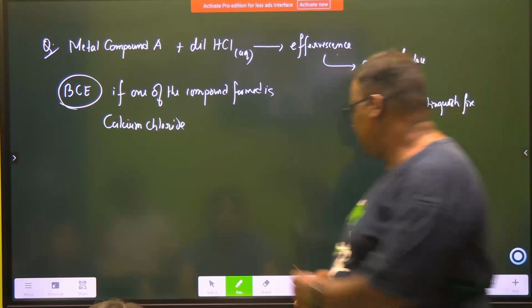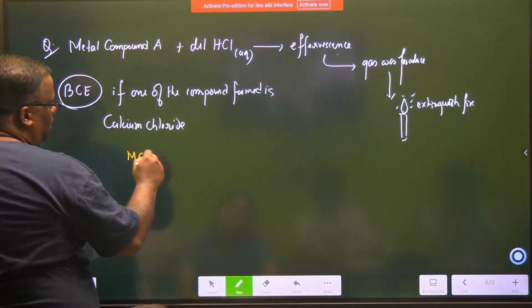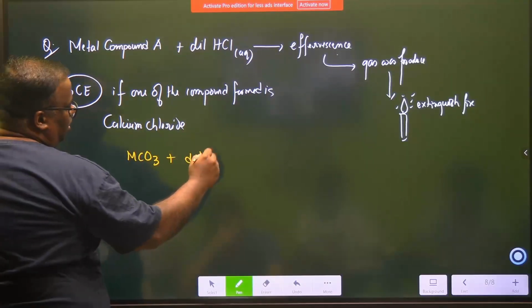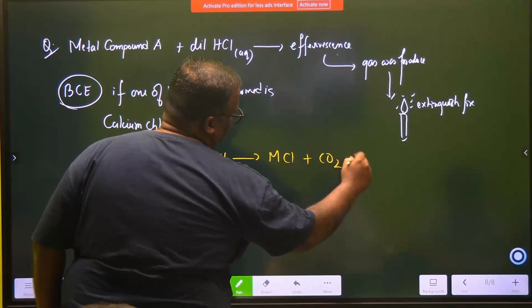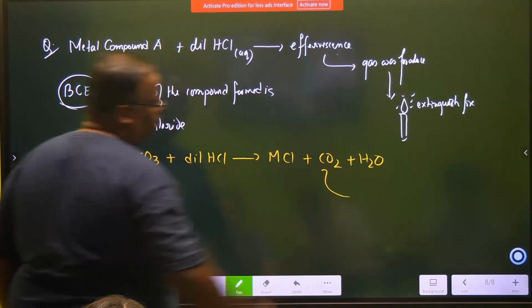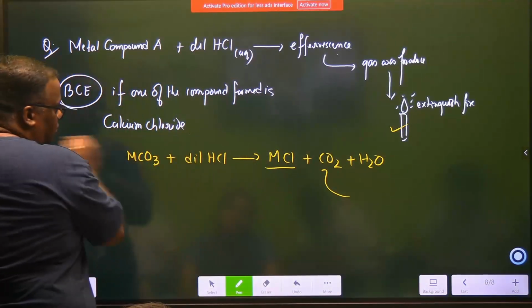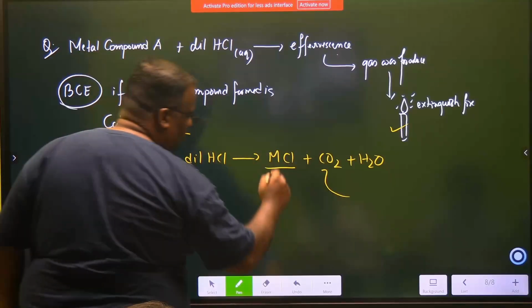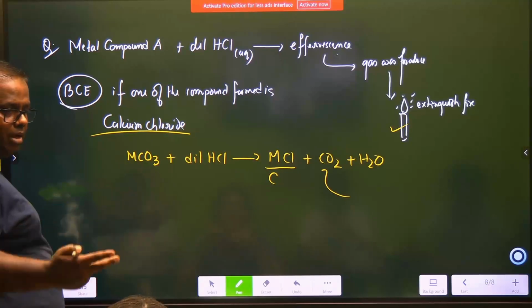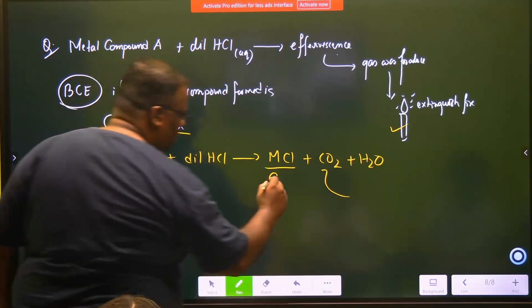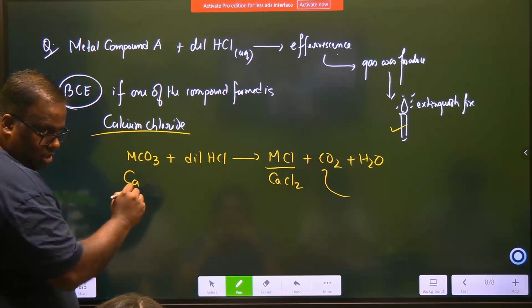So recall your reaction. What was your reaction? Metal carbonate reacts with dilute HCl, will give you metal chloride plus CO2 plus H2O. This fellow extinguished the fire, right? This is the product that is formed. That means this is calcium chloride. Calcium is in which group? Second group. CaCl2. That means this should be CaCO3.